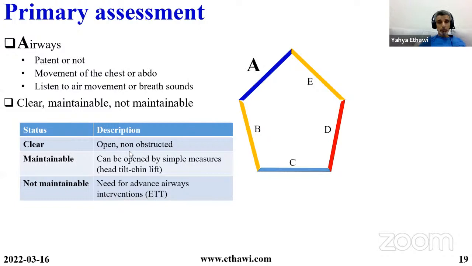Now, clear means open, non-obstructed. Maintainable means can be opened by simple measures, such as head tilt, chin lift. Not maintainable means needs intubation. So this is your primary assessment, this is your identification, and this is your intervention. Any question so far? Okay, no question.